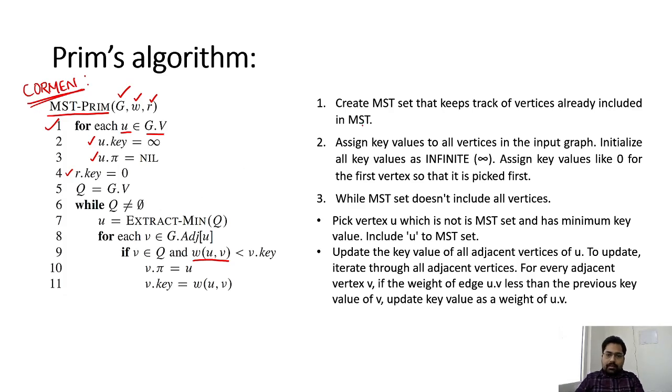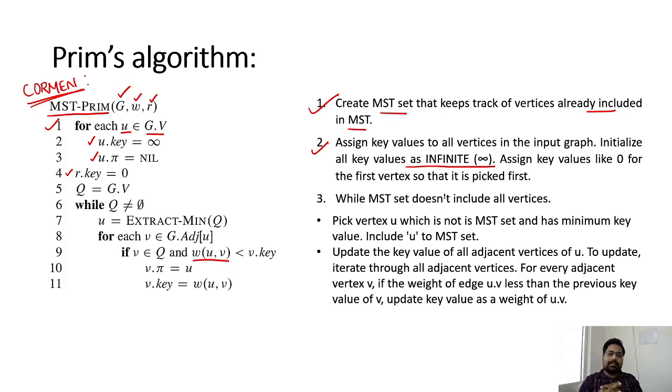It's also written here. I am just reading that one to the extent that I've simplified. Here the same thing is written. Create an MST set that keeps track of vertices already included in the MST. What are the vertices that we are actually trying to include in that MST, we are just storing that. And what we are doing is assigning the key value of all the vertex indices in our input graph. Initialize all the values as infinity.